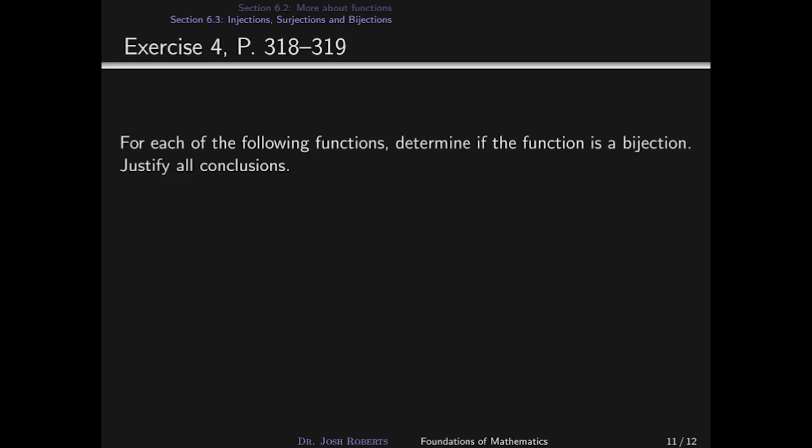So let's look at some functions and figure out whether or not they are bijections. And we're going to justify everything. Now, this is an exercise that you're assigned for your homework, so I'm not going to work all these out. I'm just going to give you some advice on how you would approach these. So the first one, a function capital F from R to R, defined as 5x plus 3. Now, first of all, think about what the graph of this looks like. This is just a line with slope 5, y-intercept 3.